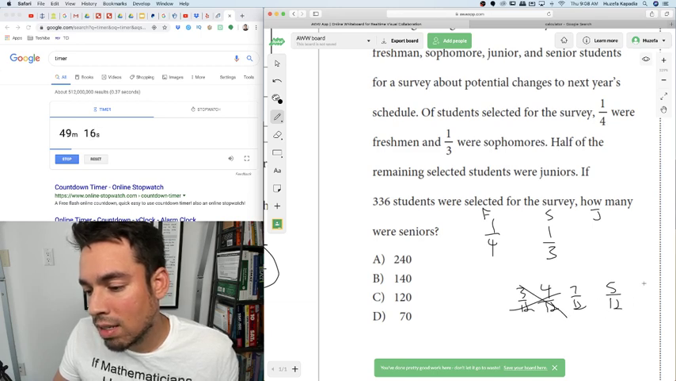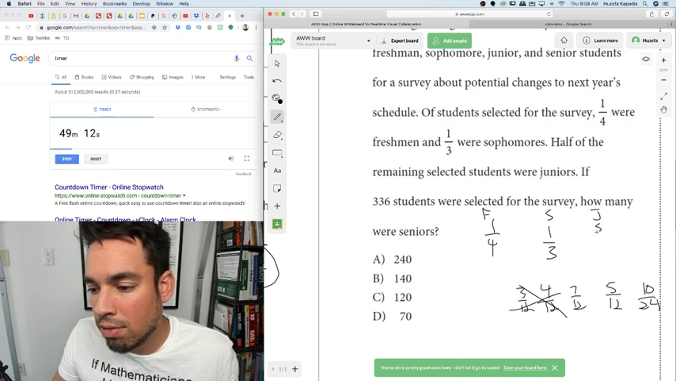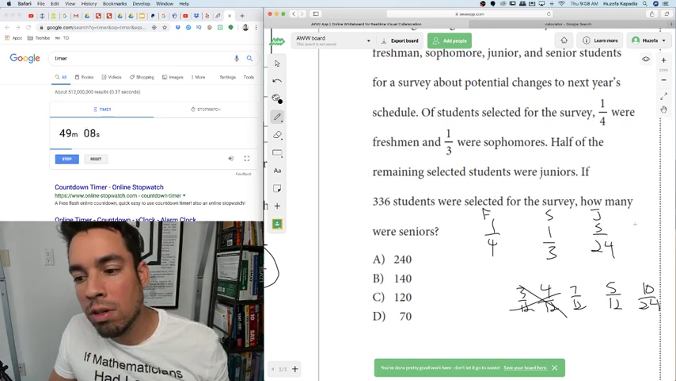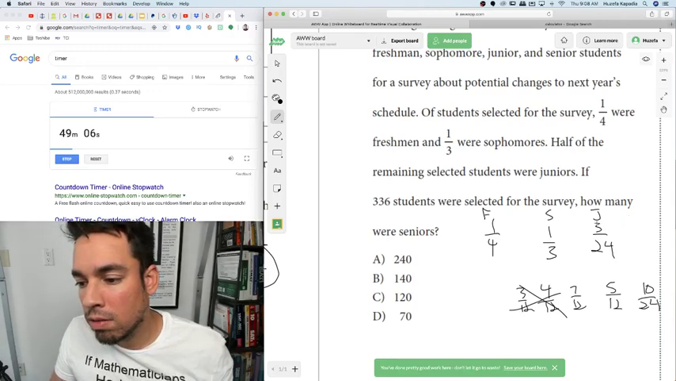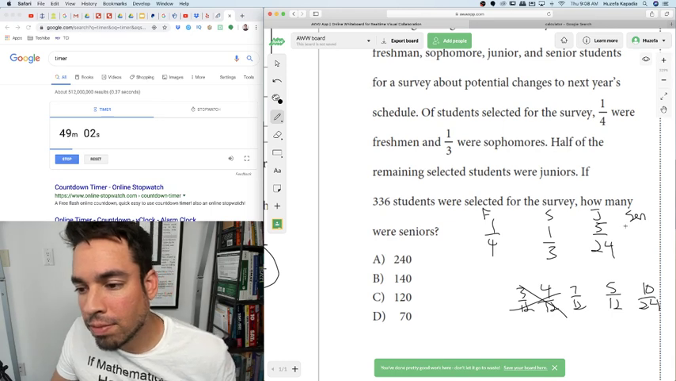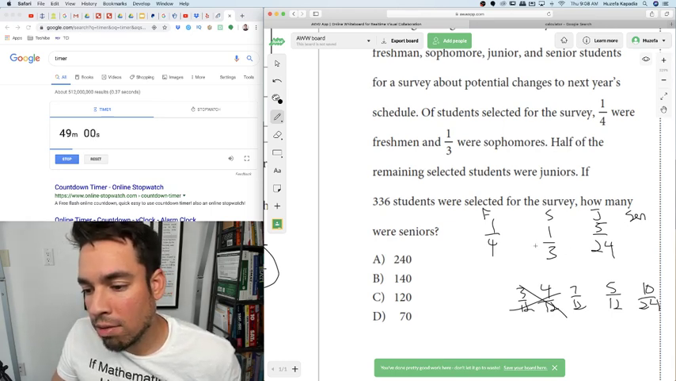Half of the remaining, 5 12ths, so let's make that 10 24ths. So half of that is 5 24ths. That's juniors. And then seniors, how many were seniors? So then we have 5 24ths.